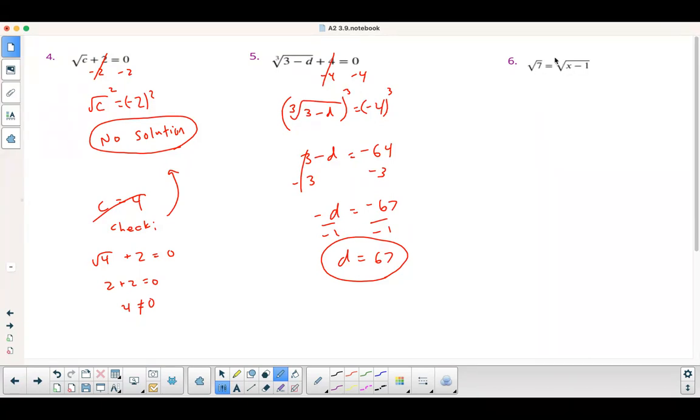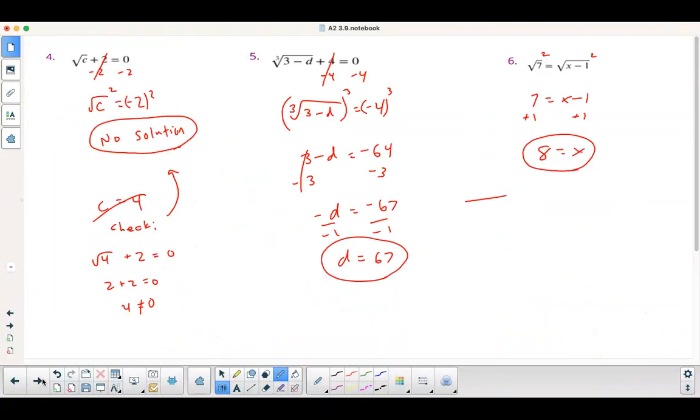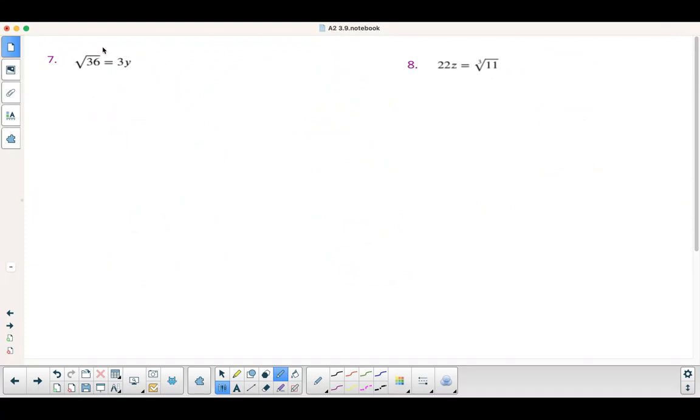We have square root equal to square root. So you can still do what we were doing, square both sides, and then we lose both radicals. And then I can just add 1, 8 equals x. I think that was like the warm-up here. We did it mentally, but in case the numbers get too hard for us, we want to have an algebraic process, because you're not always going to be able to do everything mentally. All right, last 2 here.